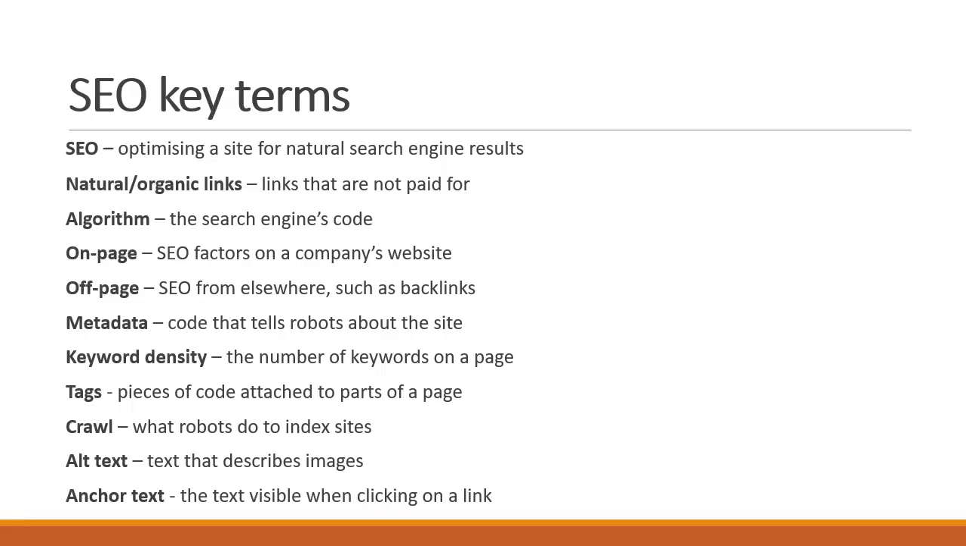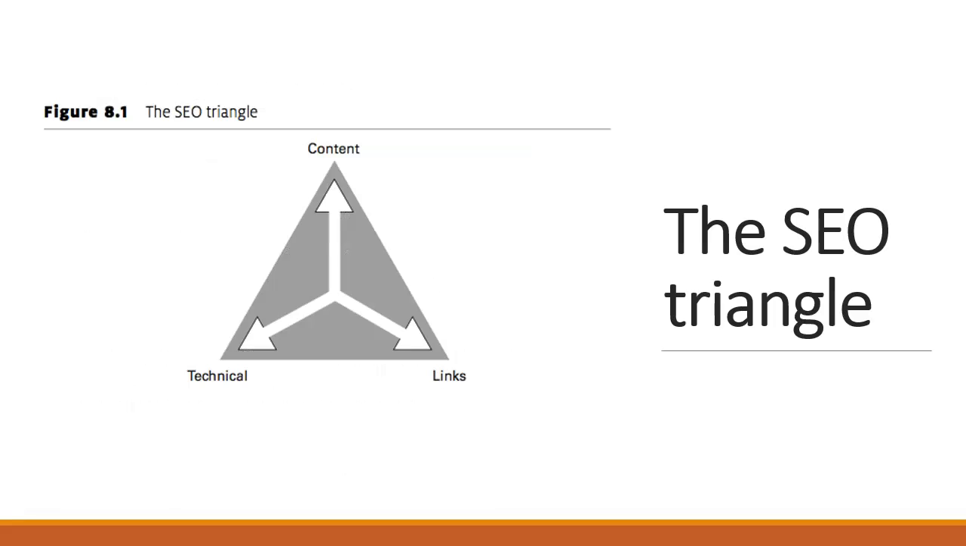Tags are HTML code that are attached to parts of our website. Crawl is what the robots are doing when they're trying to search for a site. Alt text is text that describes images. And then anchor text. Anchor text is visible when clicking on a link, so you can see what the link will say. The SEO triangle is a combination of our content, our technical information, and our links.